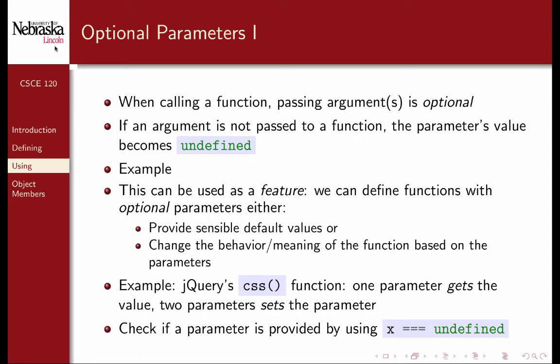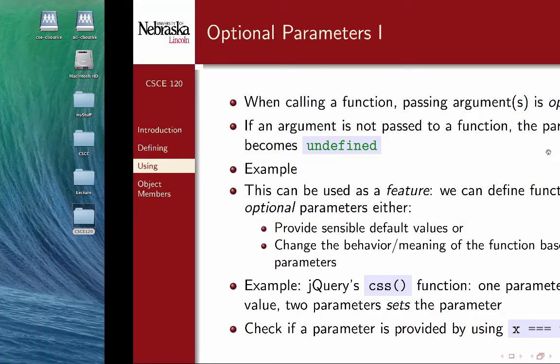When calling a function, passing arguments is actually optional. This can lead to some confusing behavior if we're not careful. If an argument is not passed to a function, the parameter's value becomes undefined, and using undefined in any expression will lead to undefined or unpredictable behavior. Let's take a look at an example.